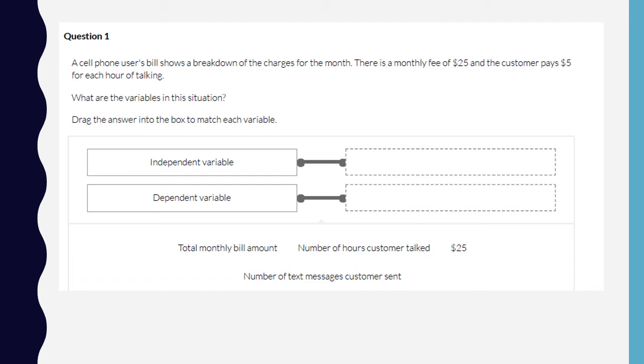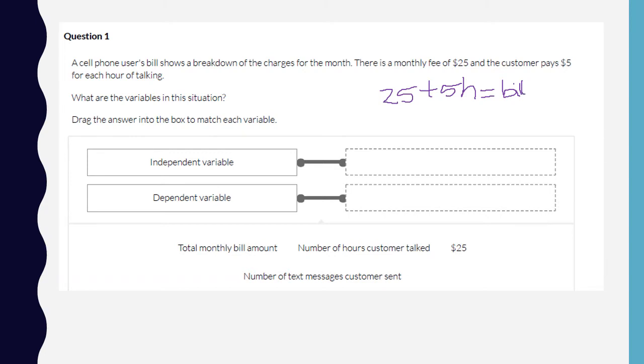So the independent variable is the one where it's not going to matter about the other variable. Okay, so I know that there's a monthly fee of $25. That's no matter what. Then there's $5 for each hour of talking. And then when you add those together, we get the bill amount.